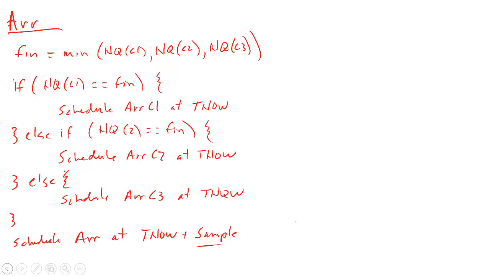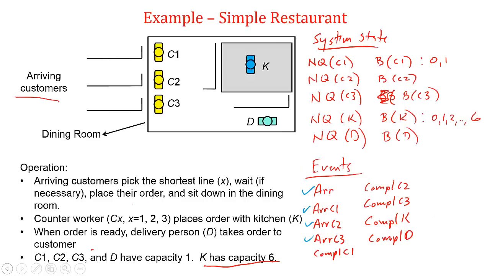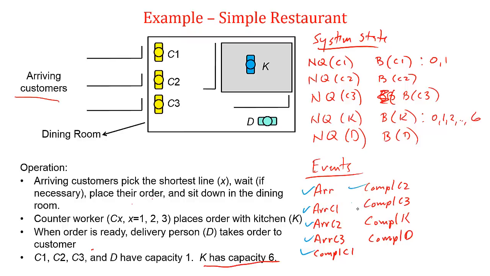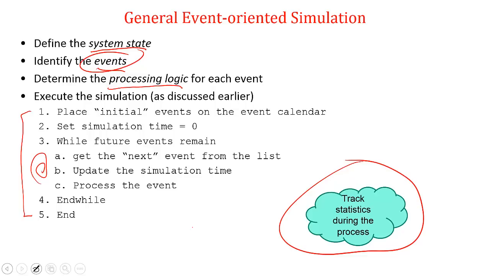At this point, we have the event logic defined for the completion on the cashier events. So we have the arrival event, the 3 arrival at cashier events, and the 3 completion. The only 2 remaining events that we need to define the logic for are the completion of the kitchen and the completion of the delivery person, which at this point I'm going to leave for you to do on your own.